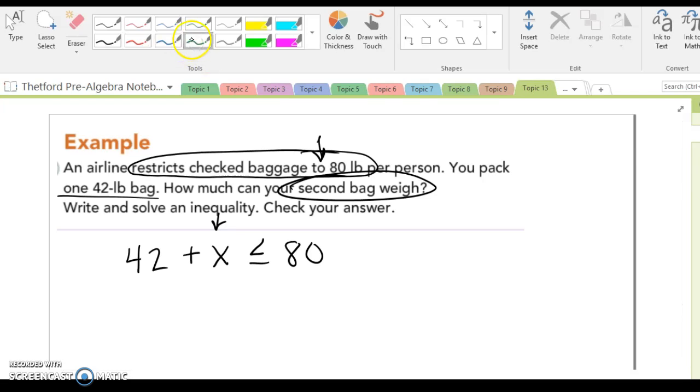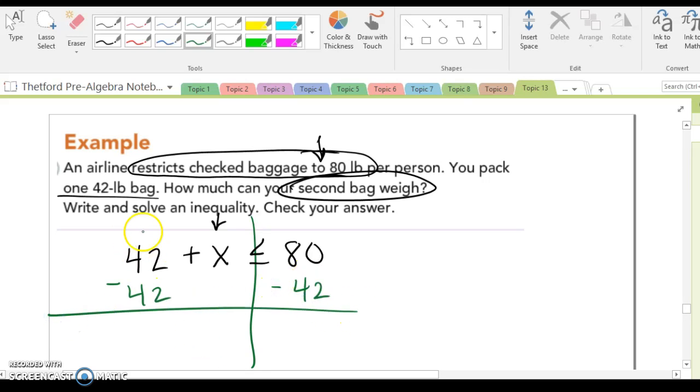So now we're going to draw our line. We're going to subtract 42 from both sides. These cancel out. Bring down our symbol. And then we now know that it is going to be 38 pounds or less to make that true.